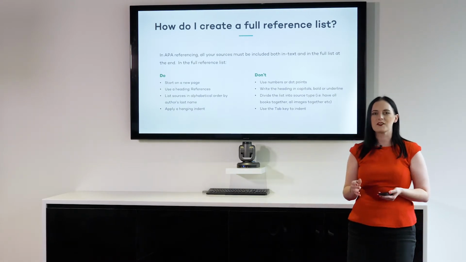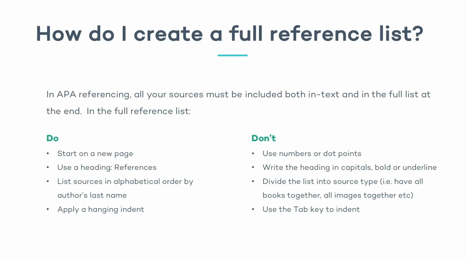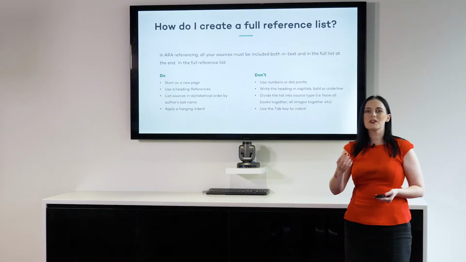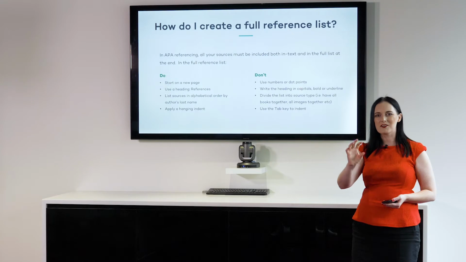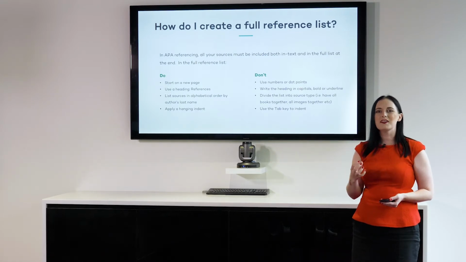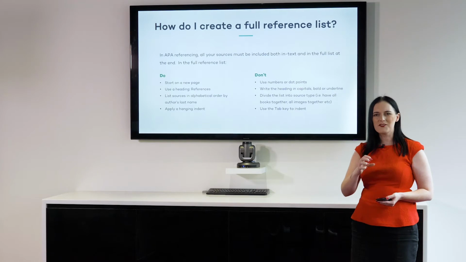With the full reference list, it's good practice to start on a new page at the end of your assessment. It just looks nicer that way. You should use a heading. The heading should always say references with a capital R. It should not be bold, underlined, capitals, anything like that. Just keep it simple. You should always be listing your resources in alphabetical order by author's last name. There is no need to break them up into type of resource. For example, you don't need to have all the books together and all the journals together. That's not how it works, because each resource is written a little bit differently with different information.